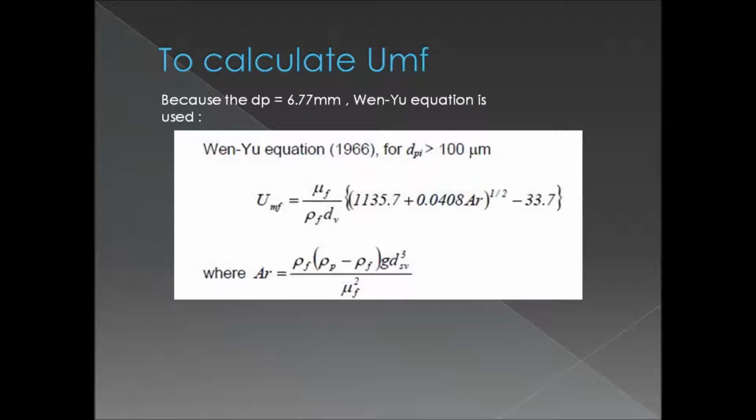Next, we need to calculate the value of UMF. Because the particle diameter is 6.77 mm, which is more than 100 micrometers, we use the Wen and Yu equation to find the value of UMF. In order to use the Wen and Yu equation, first we must find the value of the Archimedes number. Then substitute it into the Wen and Yu equation.